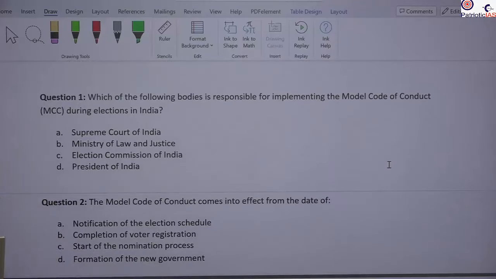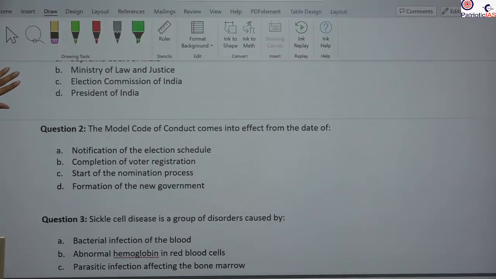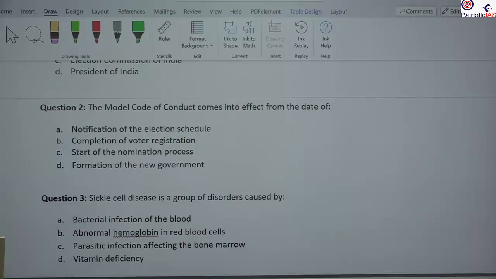Please take the first question. Which of the following bodies is responsible for implementing the model code of conduct during elections in India? A. Supreme Court of India, B. Ministry of Law and Justice, C. Election Commission of India, D. President of India. Very easy question, please solve. Next question. The model code of conduct comes into effect from the date of: notification of election schedule, completion of voter registration, start of nomination process, formation of new government. What is the correct answer? Please answer.